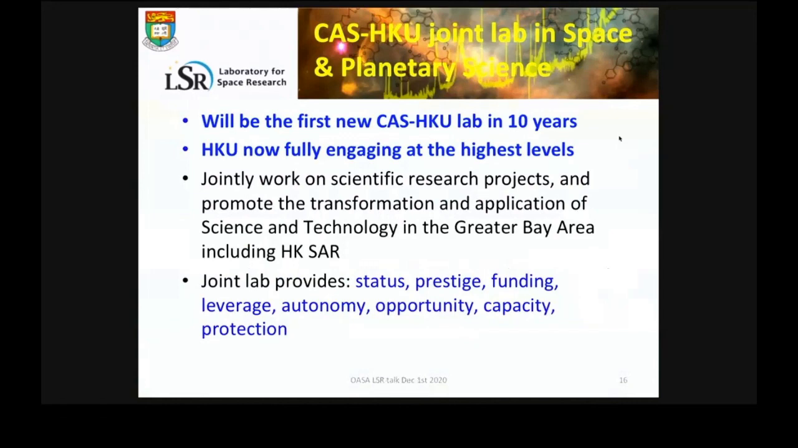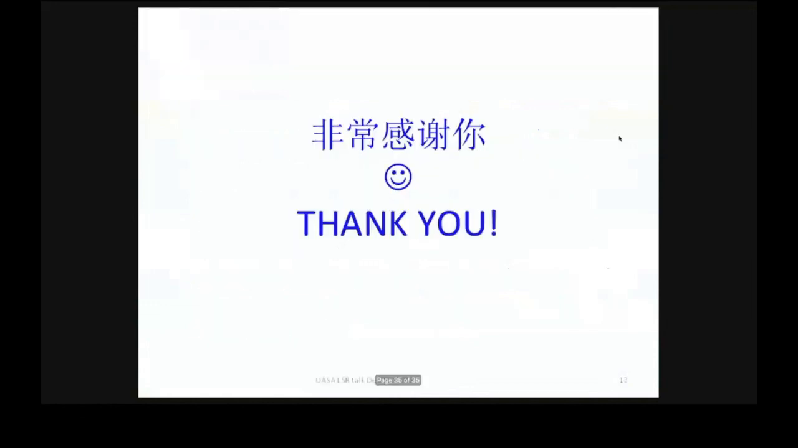And the last thing we hope to do early next year is to have a joint lab with the Chinese Academy of Sciences and the University of Hong Kong Laboratory for Space Research, setting up both in Hong Kong and in the Greater Bay, hopefully in Dongguan. Okay, so that's the end of my sales pitch for the LSR. And so you all want to join now, yeah? Thank you very much. Thank you.